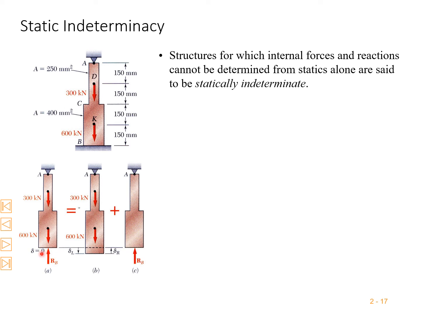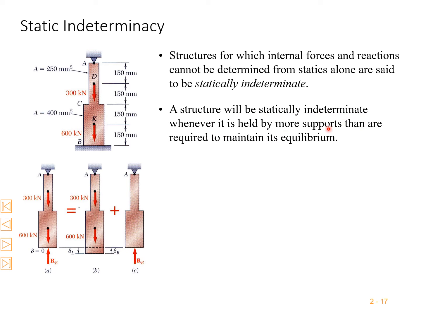This delta is 0, right? At this point this is 0. So to make this 0, some force is acting. If this is not there, it will be elongated. So this delta L downwards and this delta R, these two are equal. I mean delta L plus delta R equal to 0.